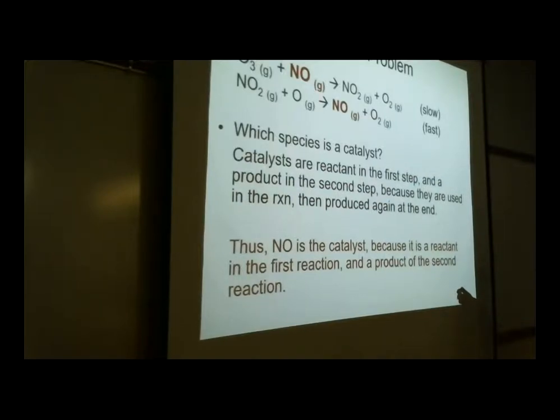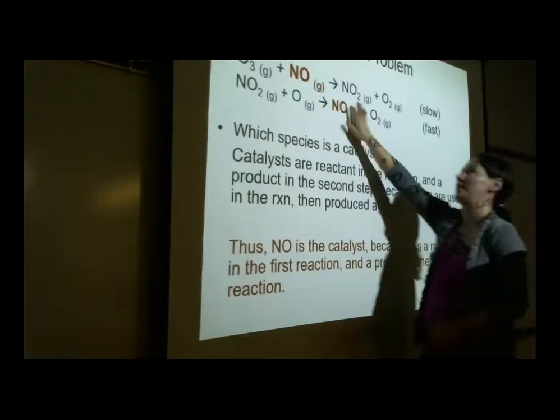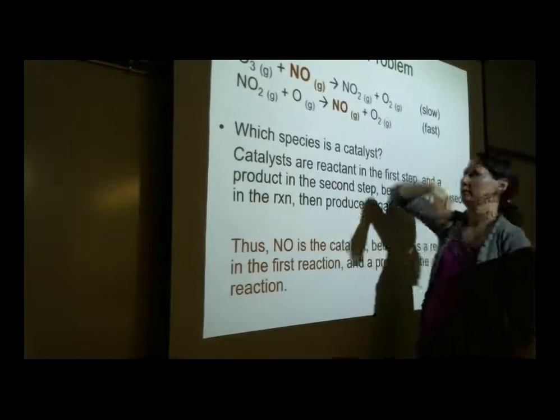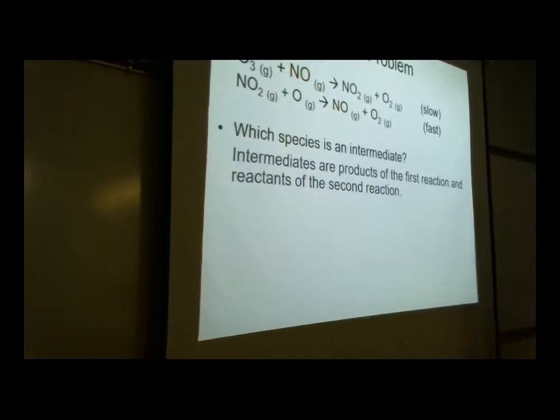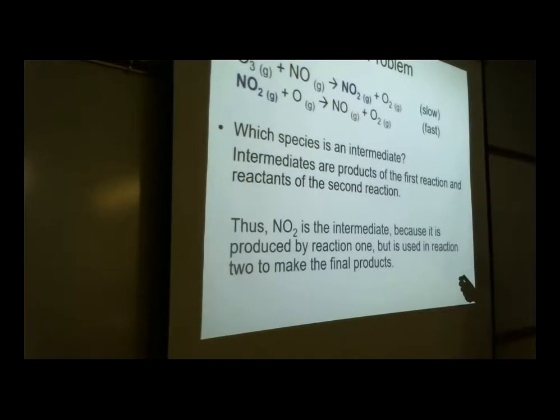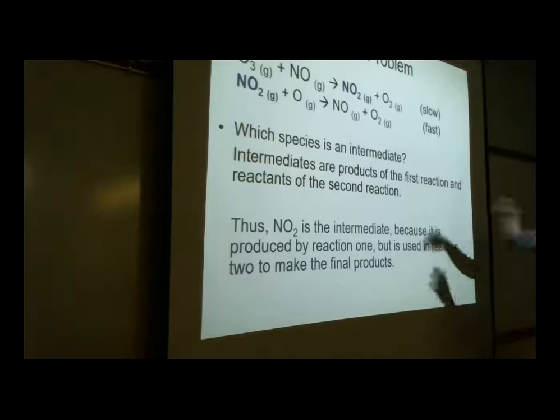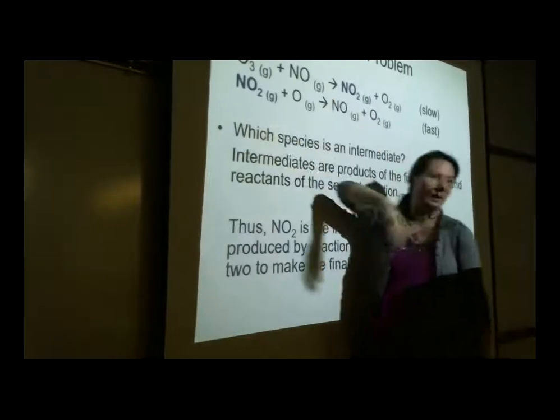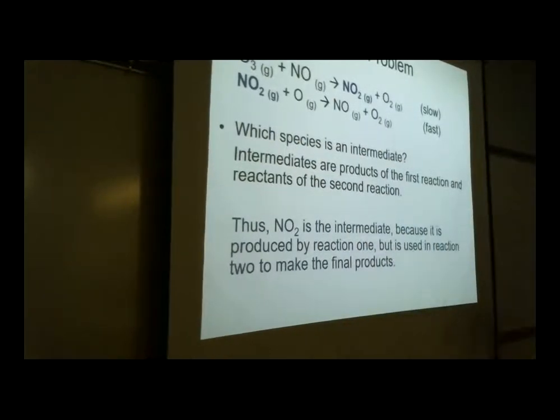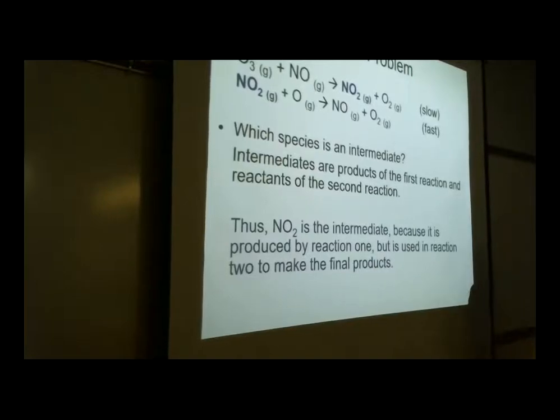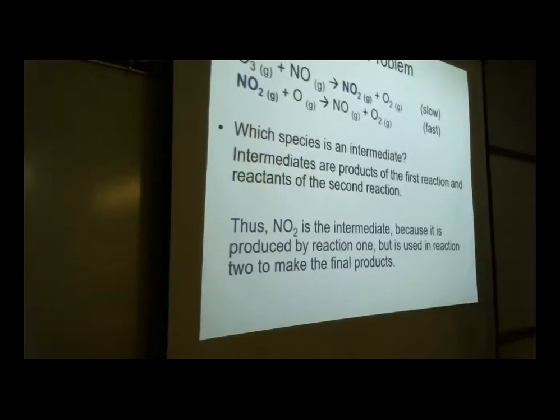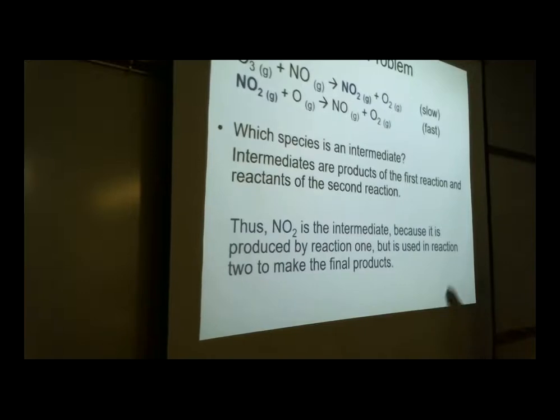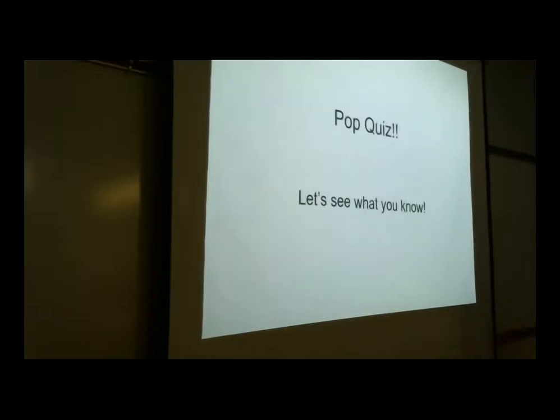It was used at the beginning and consumed and produced again at the end. When we add these up, it's going to cancel out of the overall equation, right? And then the intermediate is a link between two steps. Again, when we add these up, it's going to go away. Okay, do we see the difference between a catalyst and intermediate? One's used at the beginning and produced at the end, whereas one's a link between steps.